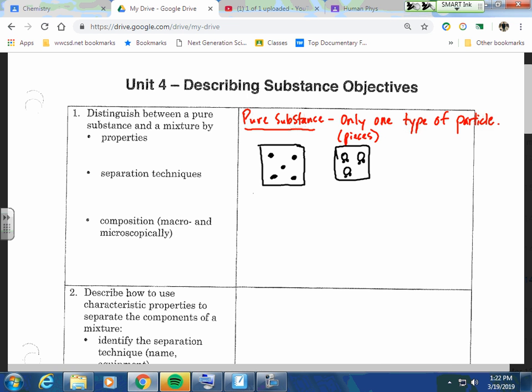There's more than one type of atom, but when we're talking about pure substances and mixtures, we're only looking at the pieces. So are all the pieces the same? Yes, they are. So all the particles are the same. That's a pure substance.